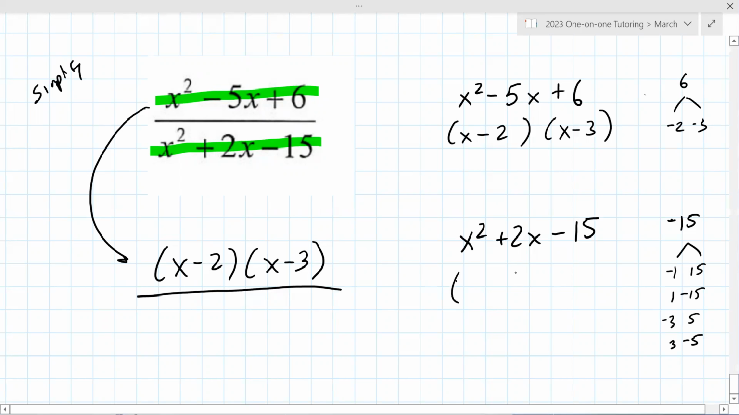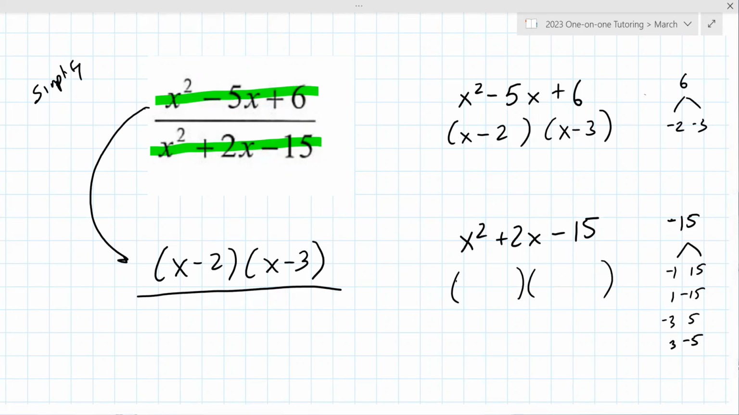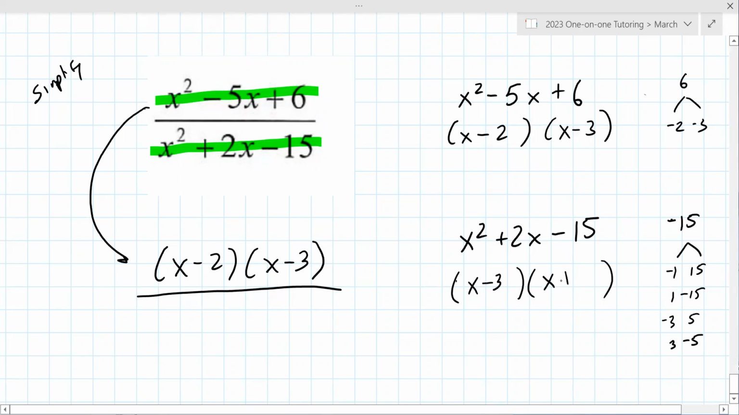Oh, so if the last one's a negative, you do the alternating. Yes, that's right. -3 and 5. Yes, x minus 3, x plus 5. So the denominator becomes x minus 3, x plus 5.